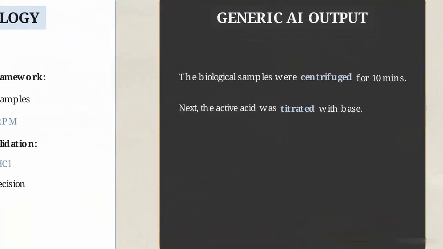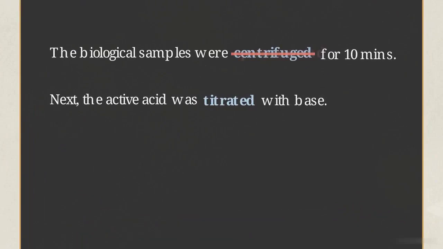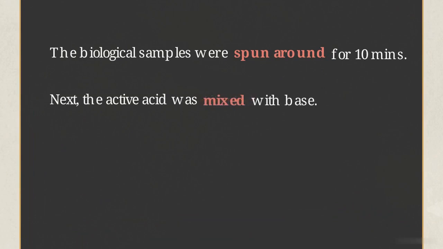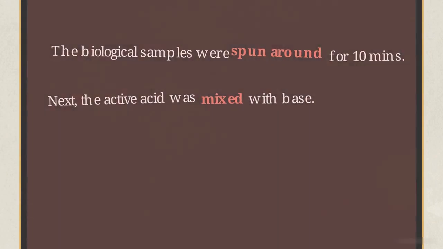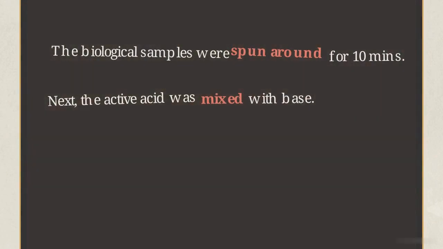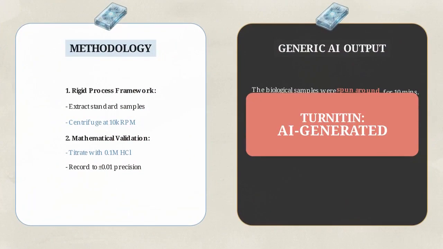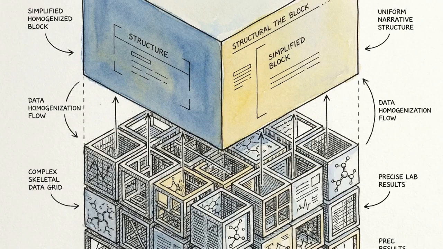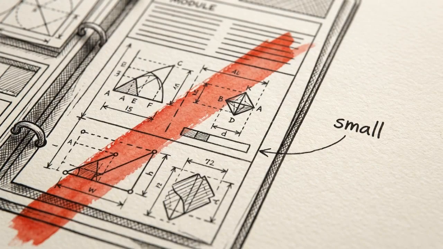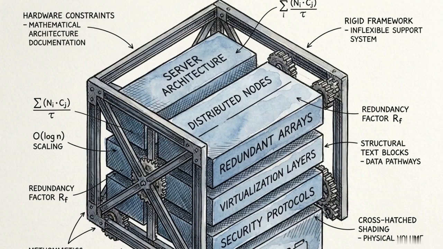Look at the exact point of failure. The generic AI replaces highly specific domain verbs like centrifuged and titrated with conversational synonyms like spun around or mixed. This sudden drop in academic vocabulary signals a mathematical mismatch, resulting in an immediate Turnitin flag for AI-generated text. A standard large language model approaches your lab results like a creative writing prompt, removing the exact contextual precision required for scientific accuracy. The underlying issue lies in the mathematical architecture of off-the-shelf AI.